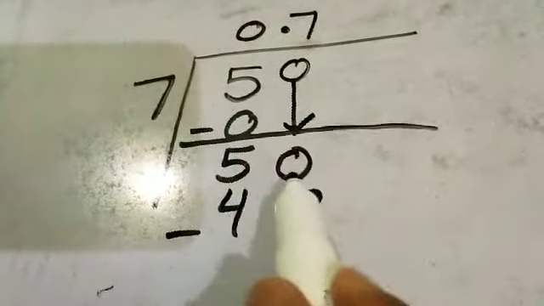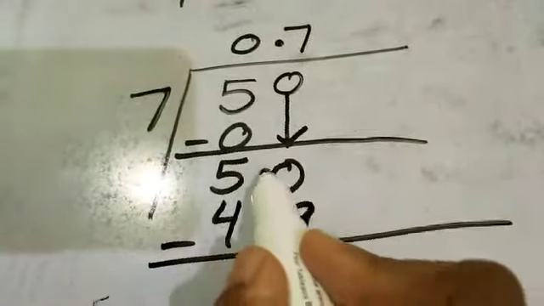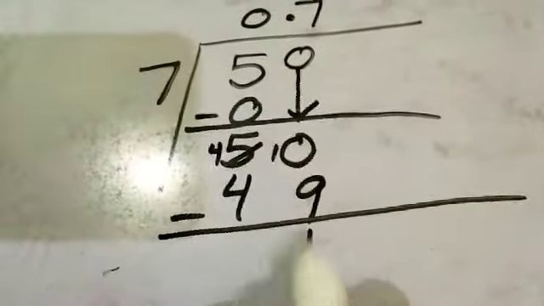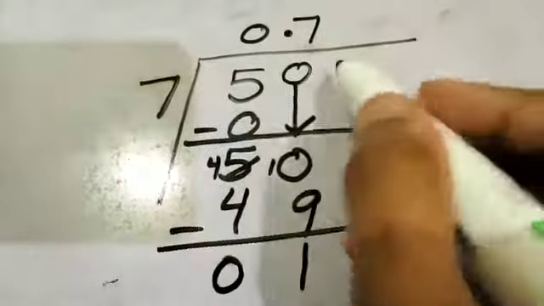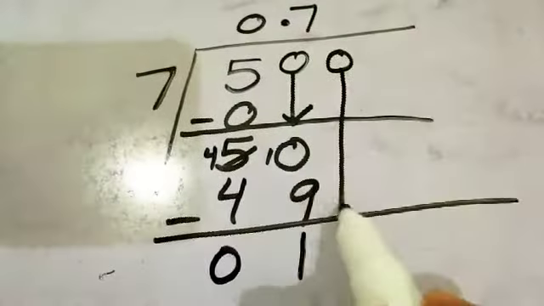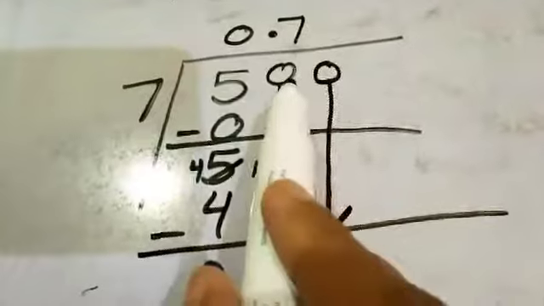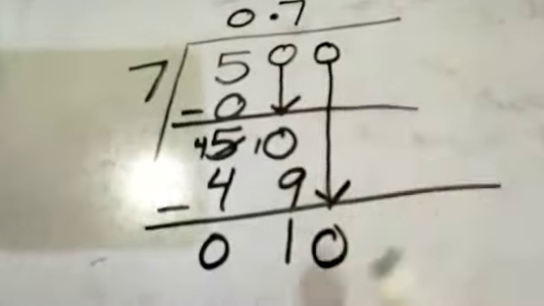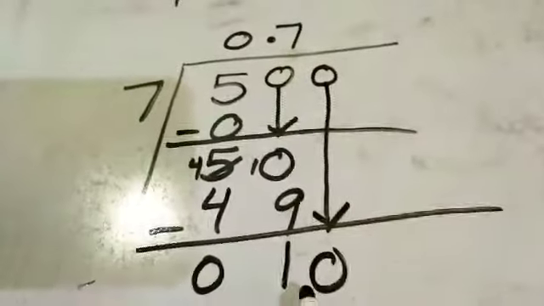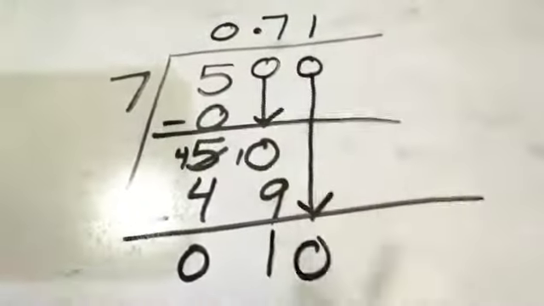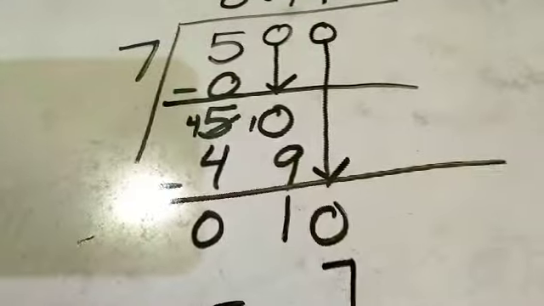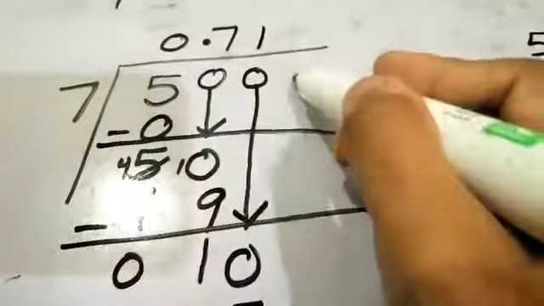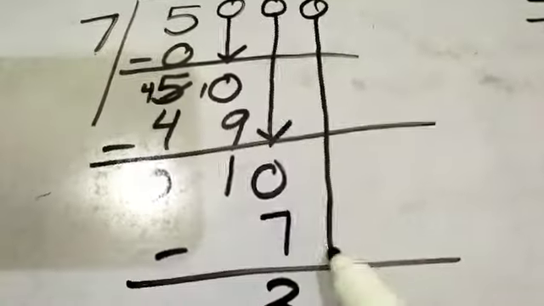49 is smaller than your dividend. Borrow from this because 0 minus 9 is not possible. 10 minus 9 is 1, 4 minus 4 is 0. Again write the next number. You can use zeros after the decimal for solving the question. It's 10. So 7 1 times 7, 10 minus 7 is 3. Write down the next 0. It's 30.